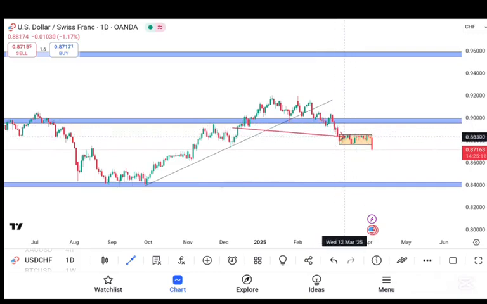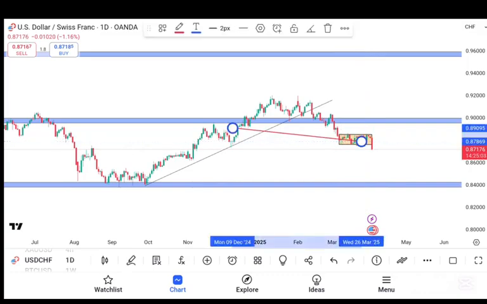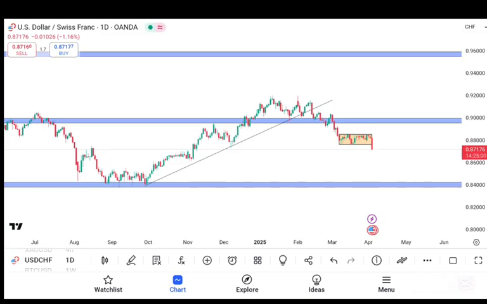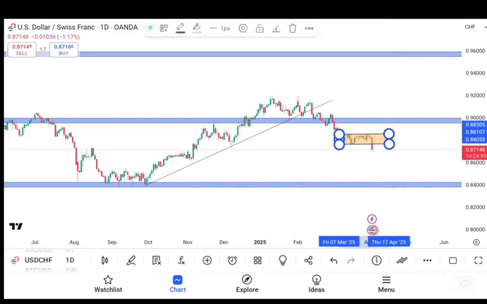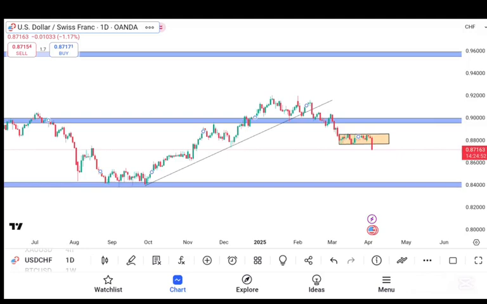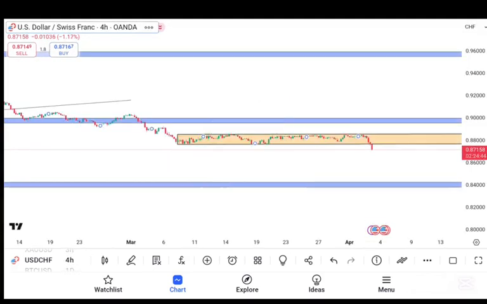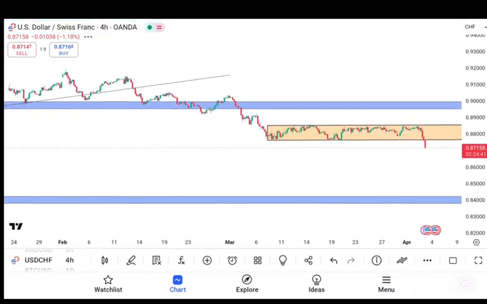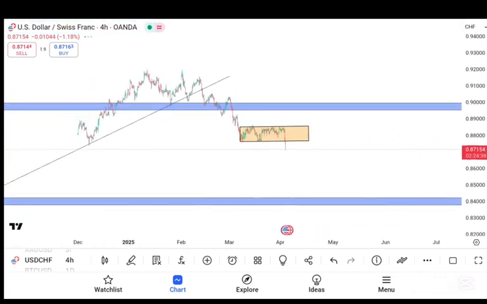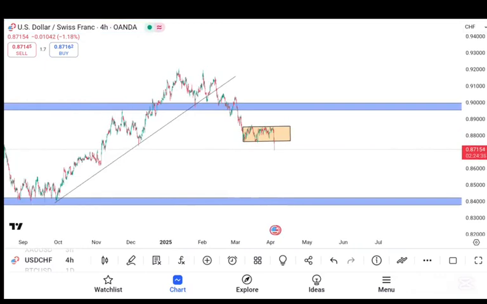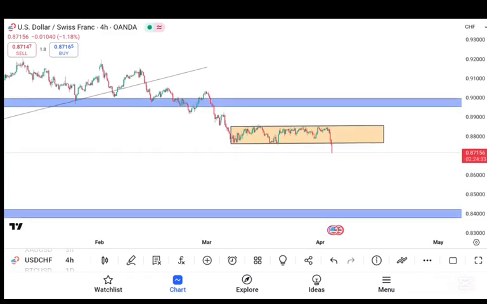And now the market has been consolidating for a longer period. Currently, at the time I'm doing this video, price has broken out of this range. So you're expecting price to pull back into that range. Okay, let's move to a 4-hour time frame. Meanwhile, our target is the next blue zone.